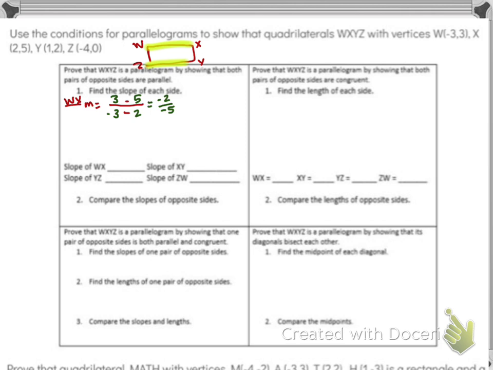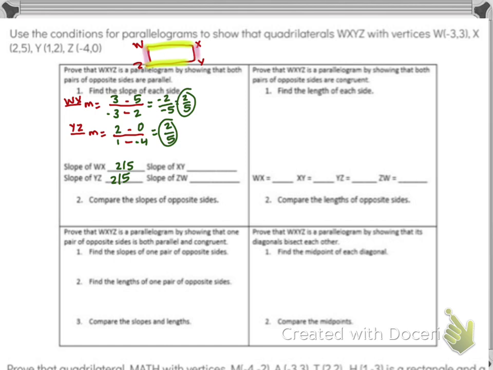All right, next one is ZY or YZ. To find the slope of YZ, we're looking at Y and Z. Y is 1, 2. Z is -4, 0, and that's going to give me 2 over 5. So looking at the slopes, they are both 2 over 5, which is good for me so far. They are parallel, so one pair of sides is parallel, okay?